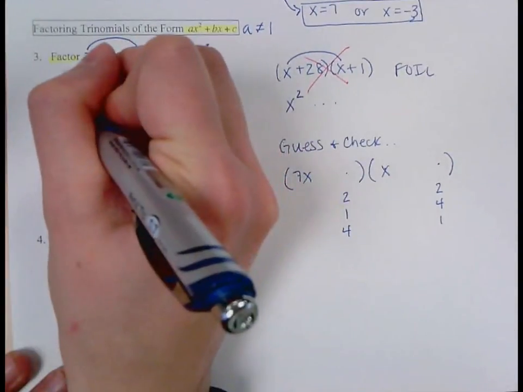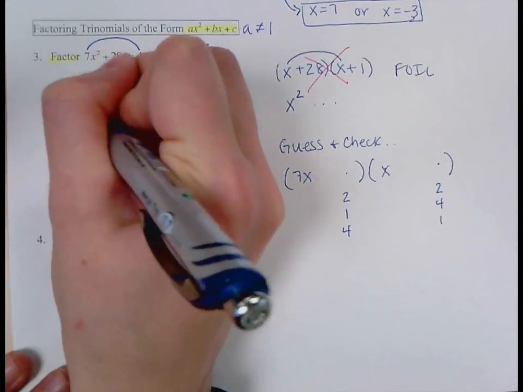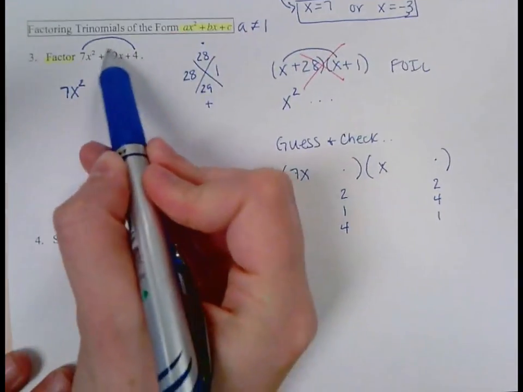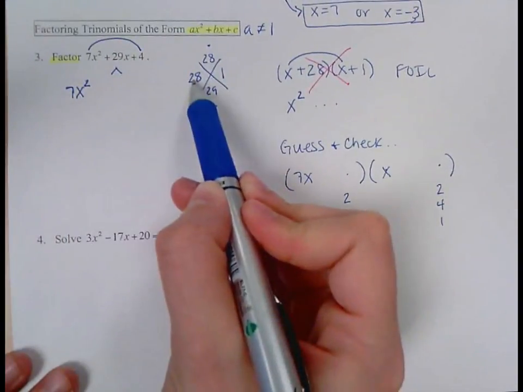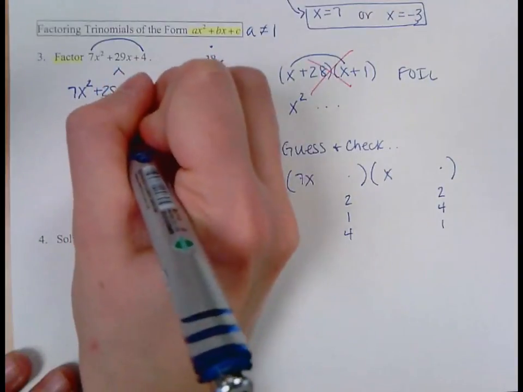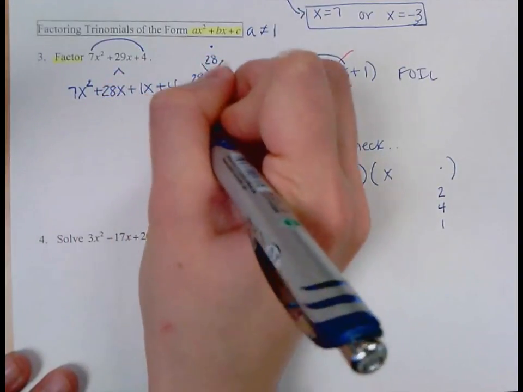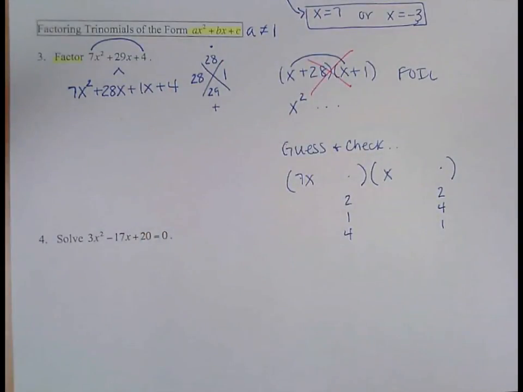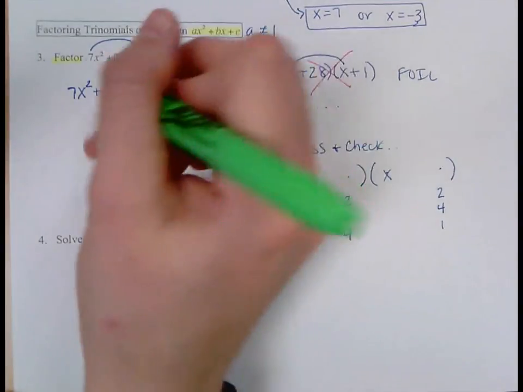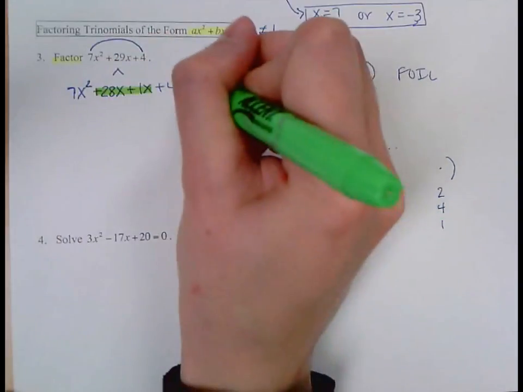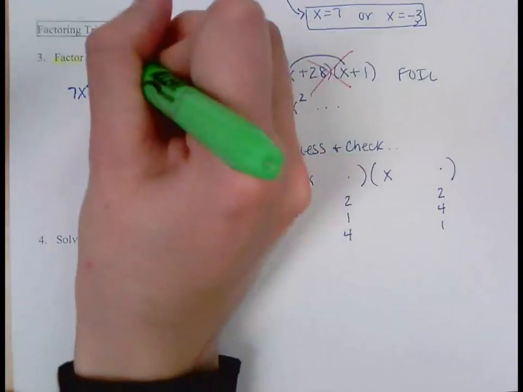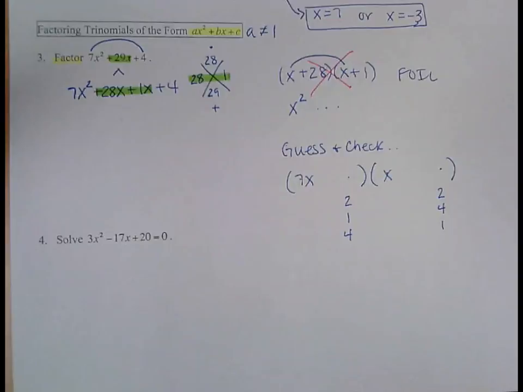So I'm going to keep the 7x squared. Instead of writing plus 29x, I'm going to write plus 28x plus 1x. And then I'm going to keep the plus 4. So the 28x and the 1x are coming from the 28 and the 1 in the diamond. And I'm splitting the 29, because 28 plus 1 is 29. So I'm allowed to split it.